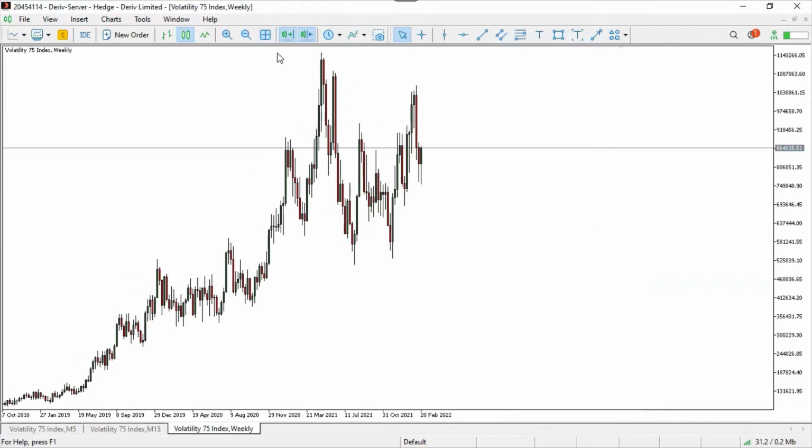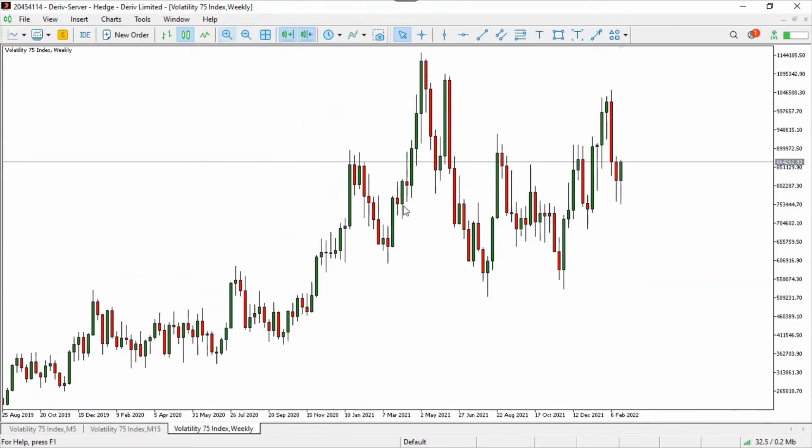Let me blow this up so that I can see it better. Okay, so the market is currently around this place. So what is the market doing? You discover that we have this long bearish candle here, that shows that sellers took over the market and pushed the market down for a whole week, because this is a weekly chart.